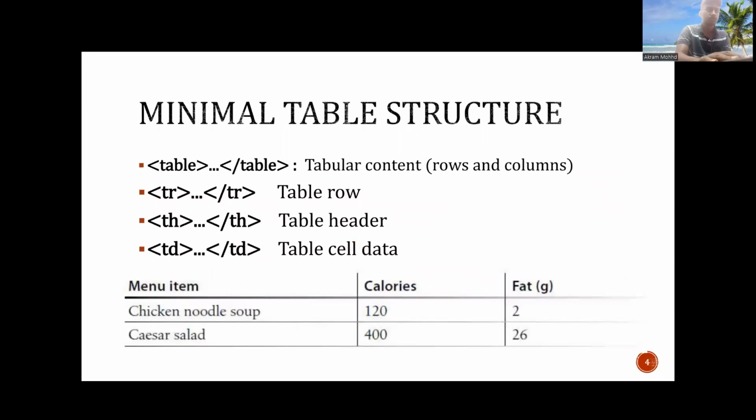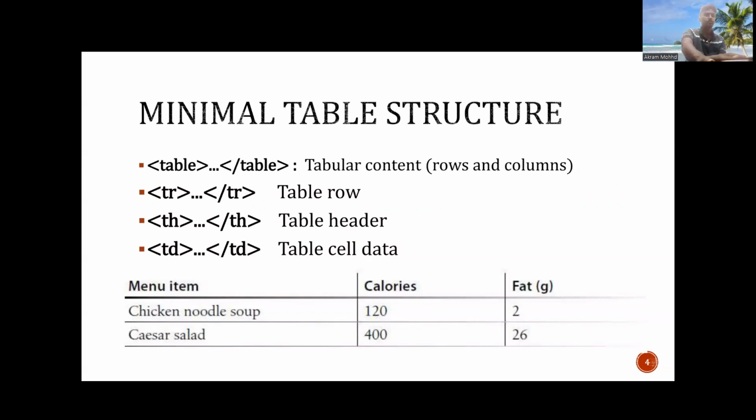Minimum table structure. It consists of two tags, table and the ending tag slash table. A table contains rows and columns. For rows we use tr, and for table header we use th. For table cell data we use td. Menu item, calories, fat, for example soup 120.